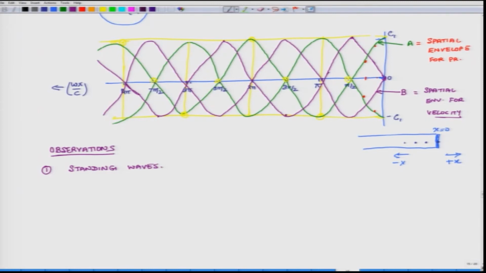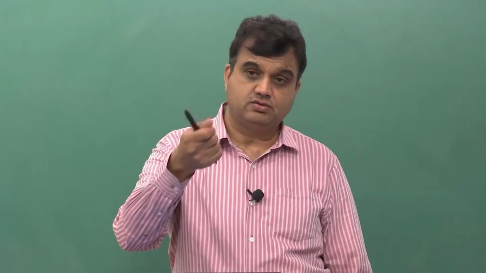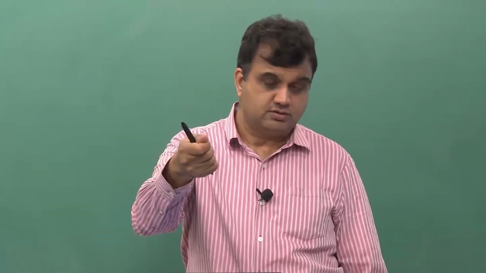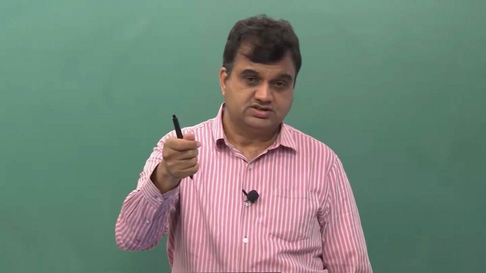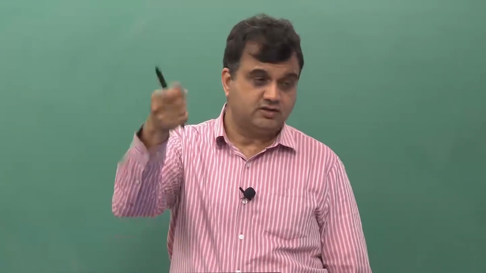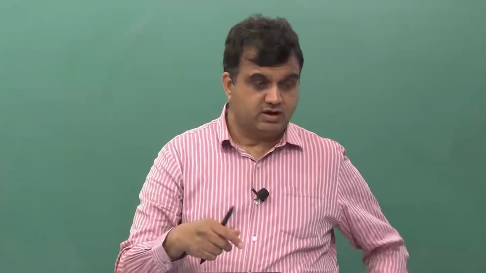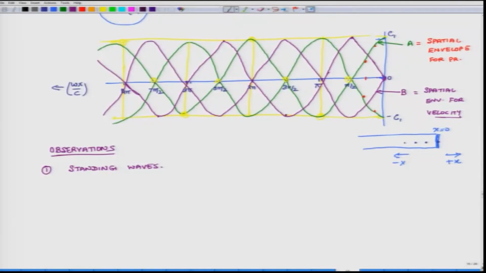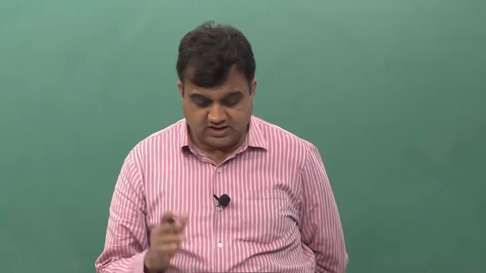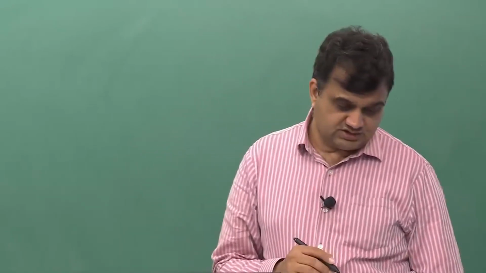A good example to visualize a standing wave is if you tie a rope to a nail inserted into a wall, and then move the other end of the rope up and down. There is wave motion in the rope, but when you look at the pattern of the rope, it appears fixed, similar to the spatial envelope for velocity, and it looks like the wave is not travelling. That is why they are known as stationary waves or standing waves.